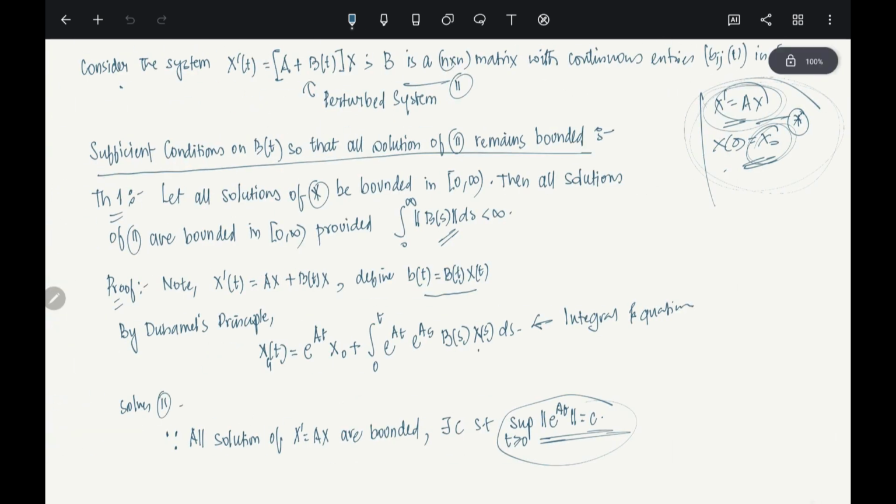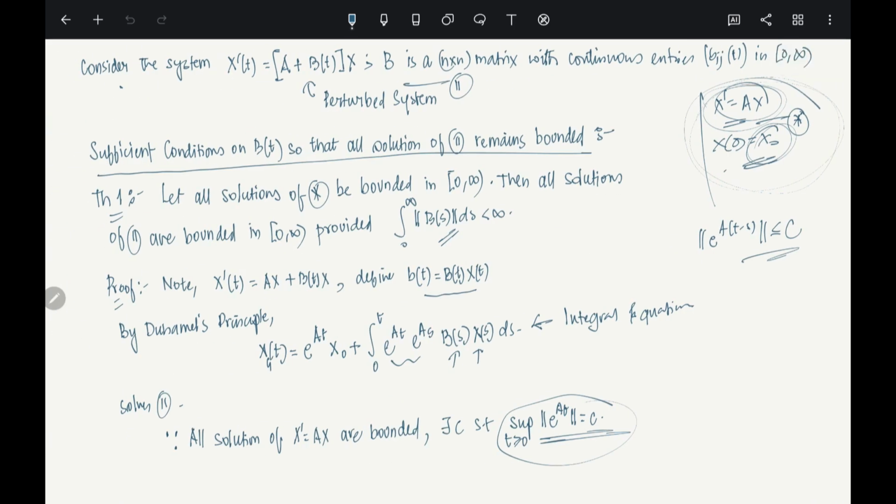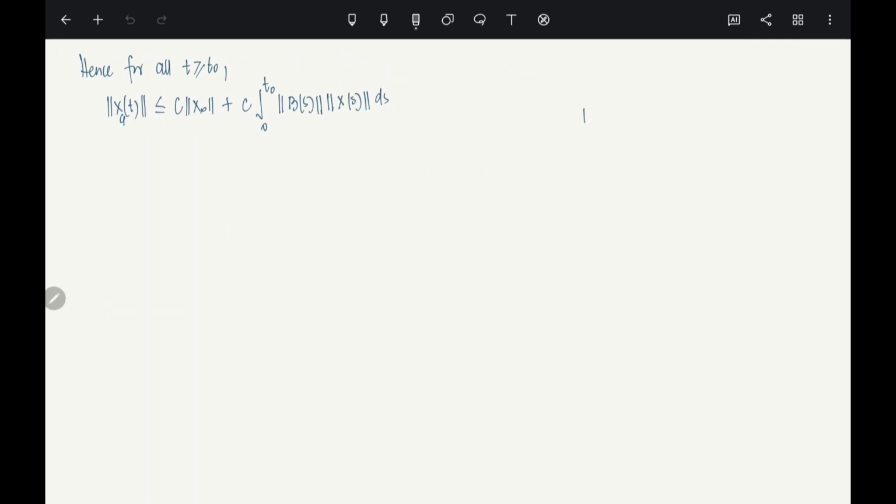See, x of s, b of s, and this whole thing is e to the power a times t minus s, the norm of this. This is always dominated by c, so I can just write it as c times norm of b of s, norm of x of s. See, this is what I wrote. Yeah, I hope this is clear. Okay, so let me make it cleaner. Okay, now what do we have?